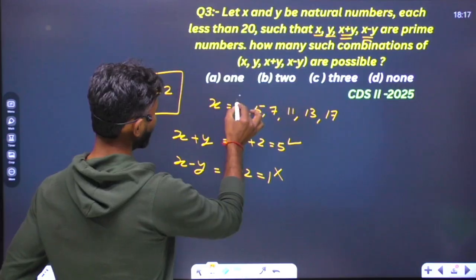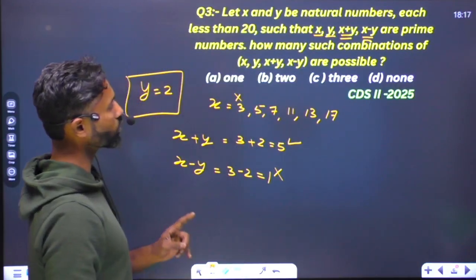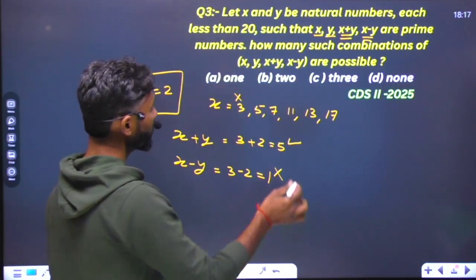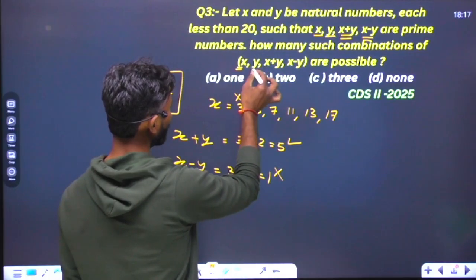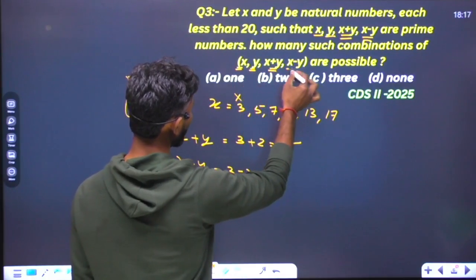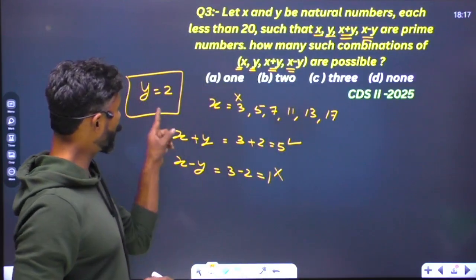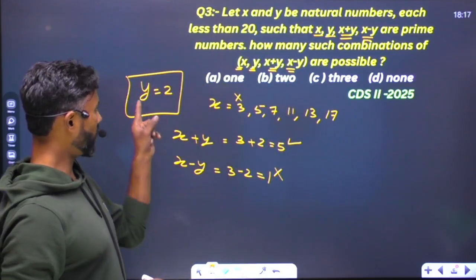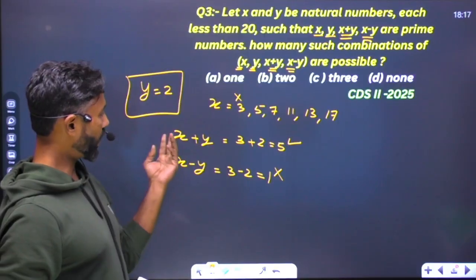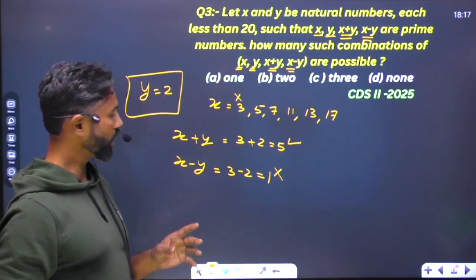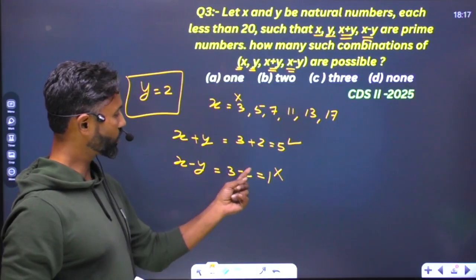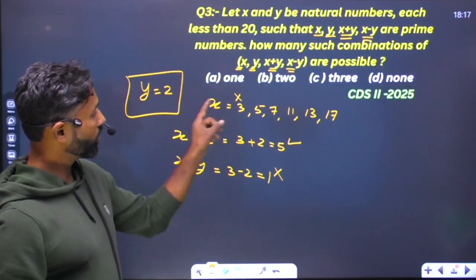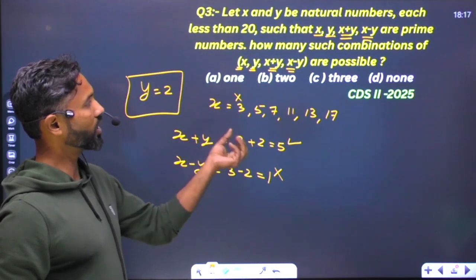So this value is not applicable in this combination, because the question is saying x should be prime, y should be prime, x plus y should be prime, x minus y should be prime. Here x is prime, 3, it's okay, y is 2, prime, okay, x plus y equals 5, it's prime, okay, but x minus y, 3 minus 2, 1, is not prime. So this number cannot be considered in this combination.